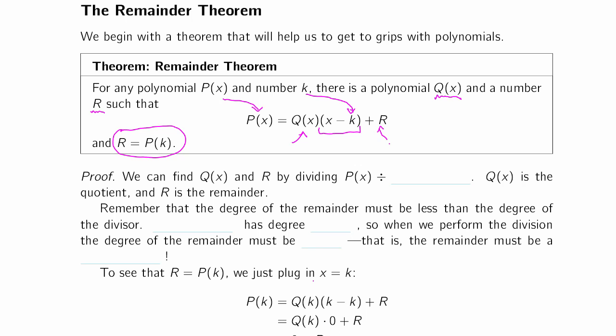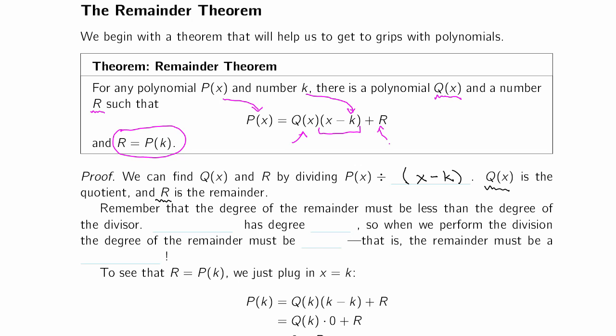Okay, how can we do this? And why is this called the remainder theorem? Well, we can do this using long division. If we take p of x divided by the binomial x minus k, well, we get some quotient. q of x can be our quotient, and we get some remainder. r can be our remainder.